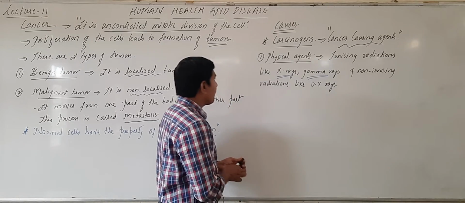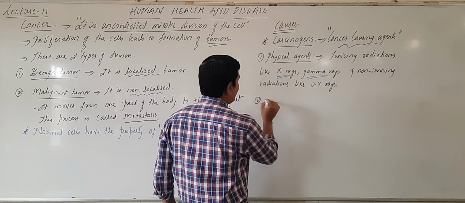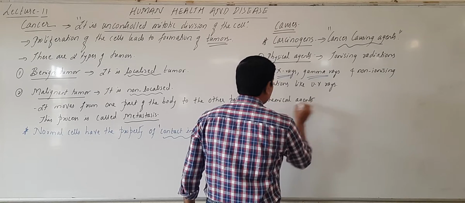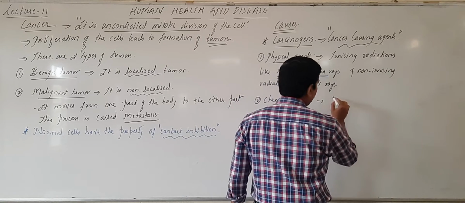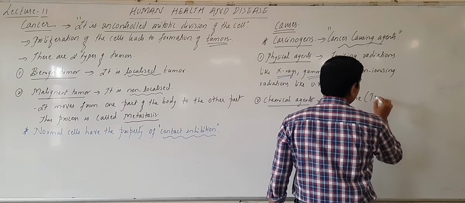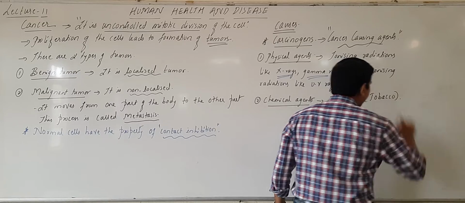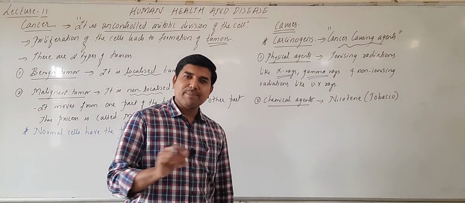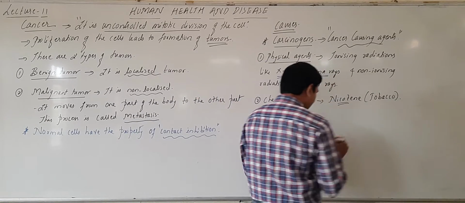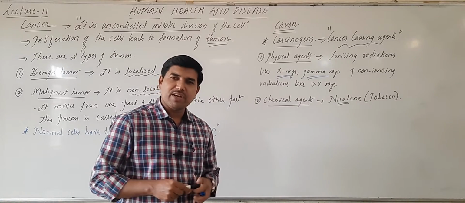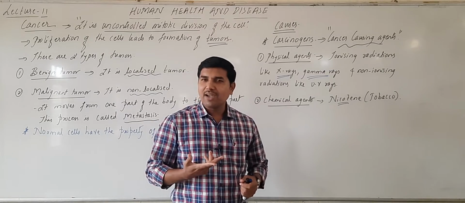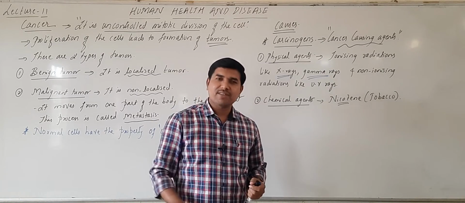This is one thing. Then the second one is chemical agents. The chemical agent is nicotine present in tobacco. As you know, tobacco contains an alkaloid called nicotine. Nicotine is quite harmful and leads to various types of cancers. If the tobacco is smoked, then lung cancer. If tobacco is chewed, then oral cancer.